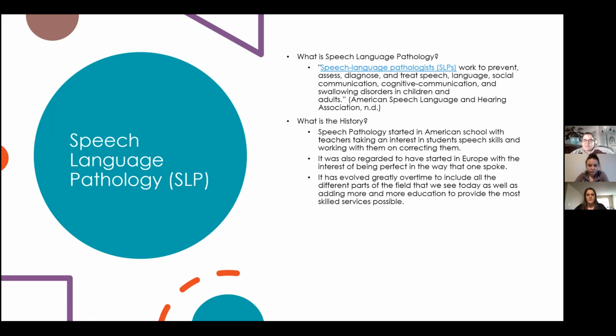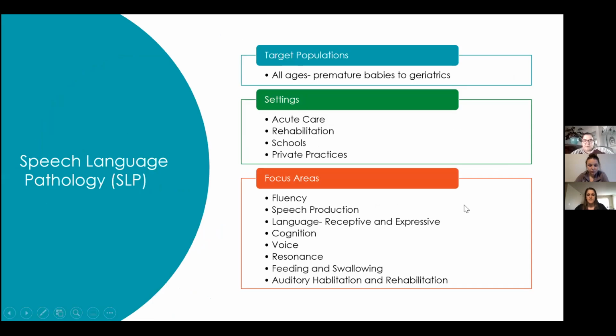It was also regarded to have started in Europe with an interest in being perfect in the way that one spoke. It has evolved greatly over time and included all the different parts of the field that we see today, as well as adding more and more education to provide the most skilled services possible.